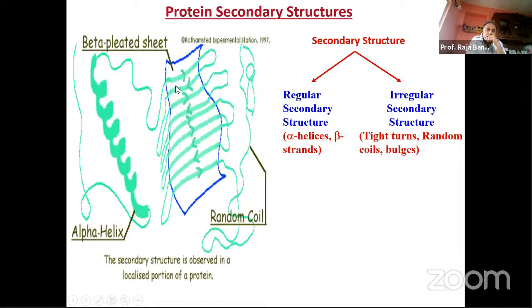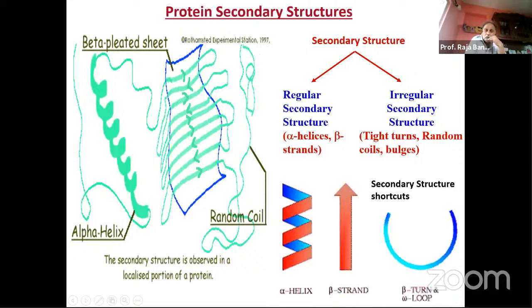This beta pleated sheet: the constituents of the main secondary structures are the beta strands, and depending on the arrangement, we will call it a sheet, antiparallel or parallel. And there is an alpha helix, the helicals, where I am coming to what is a helix, and another one is the random coil.